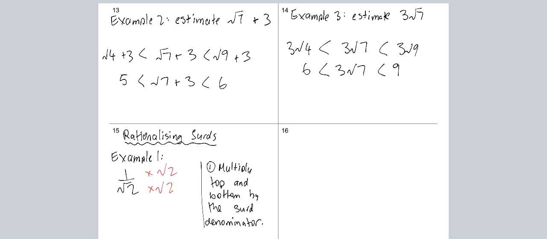I can do that because that is an equivalent fraction, right? I haven't changed the value of 1 on root 2. I can multiply any fraction. If I multiply or divide the top and bottom of any fraction by any number, the result is an equivalent fraction, same value, different look. Okay? So I'm changing what it looks like without changing the value.